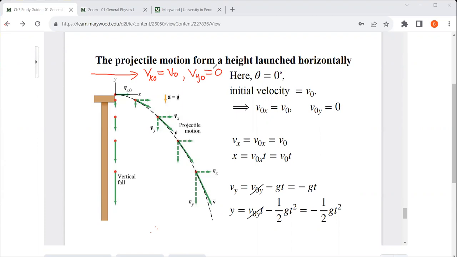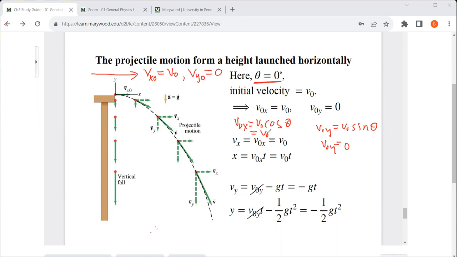That's because here theta equals 0 degrees. Okay, so as you know, v0y equals v0 sine theta, right? And sine 0 degrees is 0, so v0y equals 0. On the other hand, v0x equals v0 cosine theta, and cosine 0 is 1, so v0x equals v0.